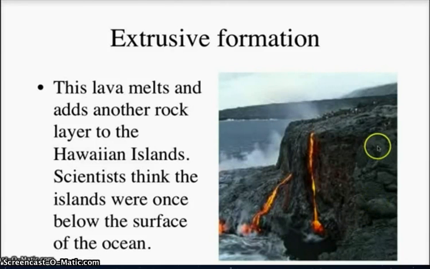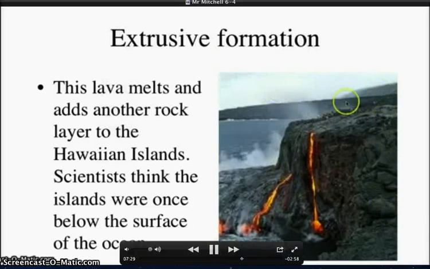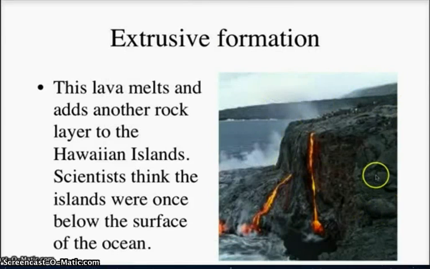So the lava from the volcanoes on the Hawaiian Islands flows, and it's going to end up cooling. And you can see all this dark rock here, which is lava that has cooled. And what it basically does, every time these volcanoes erupt, it adds another layer of rock. So the Hawaiian Islands themselves are an extrusive rock formation, and scientists think these islands were once below the surface.